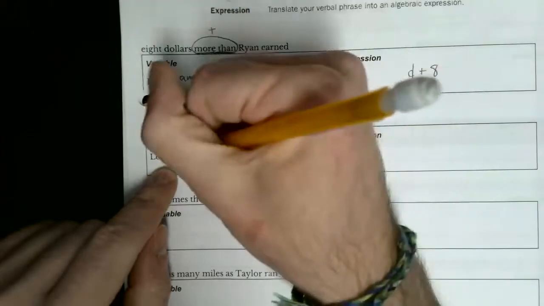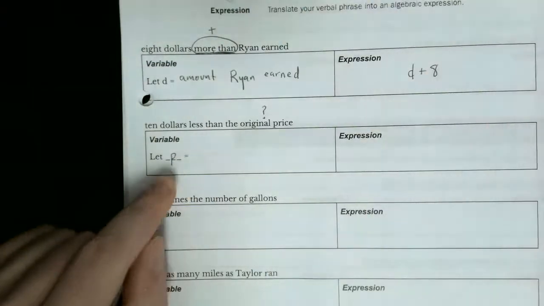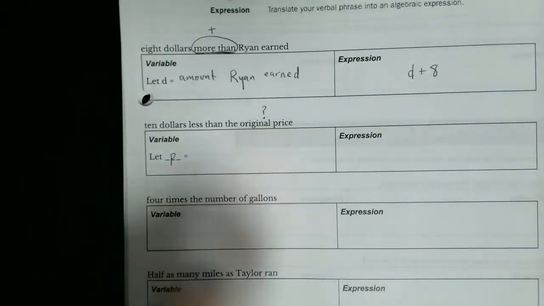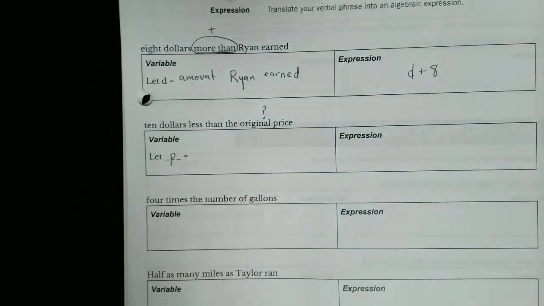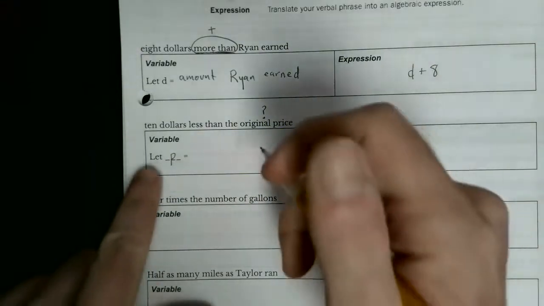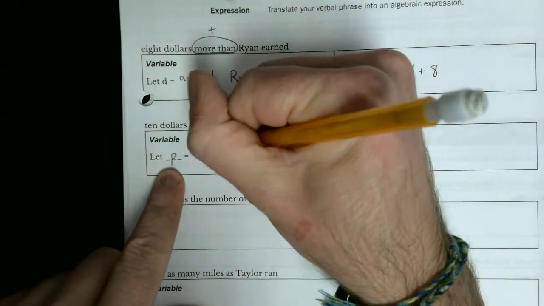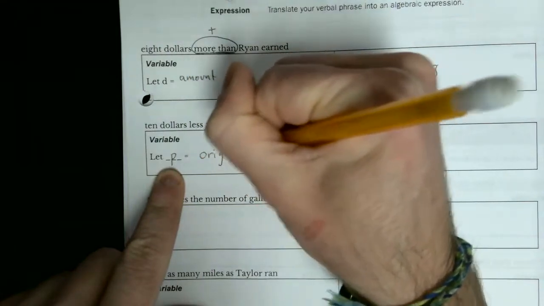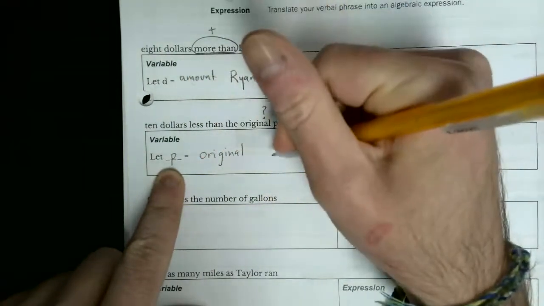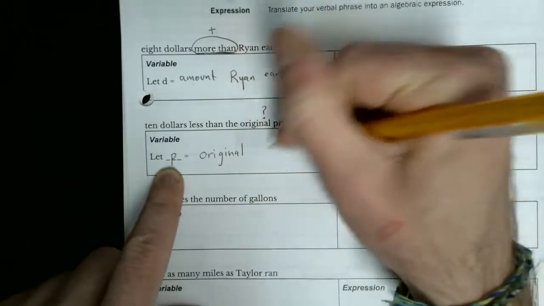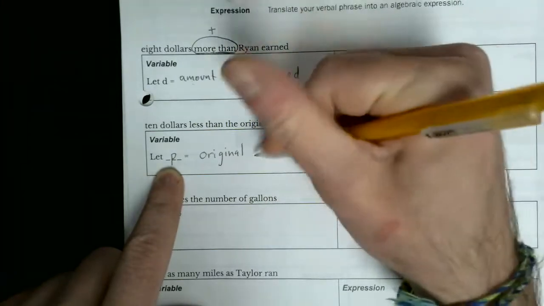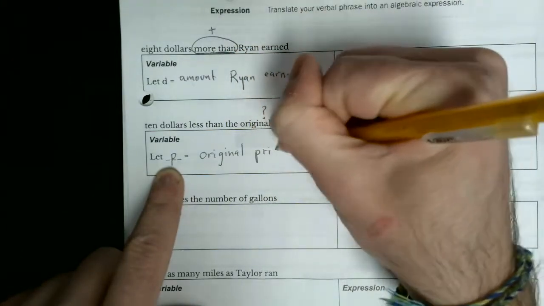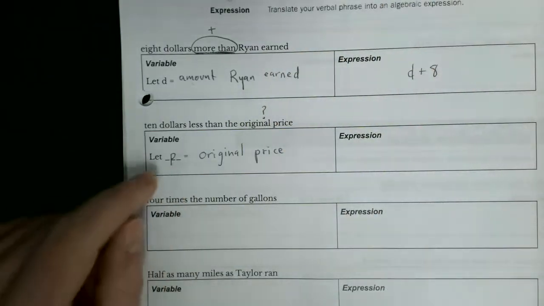So we're going to use a variable to show that number for now. We're going to let P. Let's use the letter P instead of O. I wouldn't use O because it looks too much like a 0. So we're going to let P equal original price because it's the number we don't know. We're going to use a variable because we're not sure what the number is. That variable, that letter, is going to represent or stand for the number we don't know.